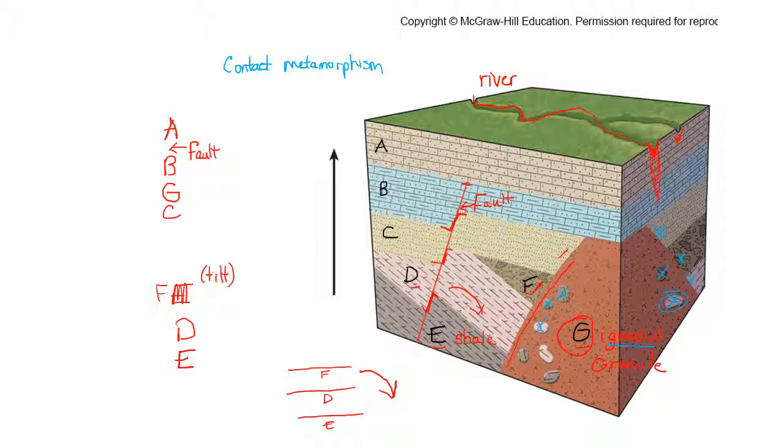If this layer here, the C layer, happened to be limestone, then right where it came into contact with the granite, you might get marble, because limestone turns into marble when it gets heated. So those are the main features going on here.